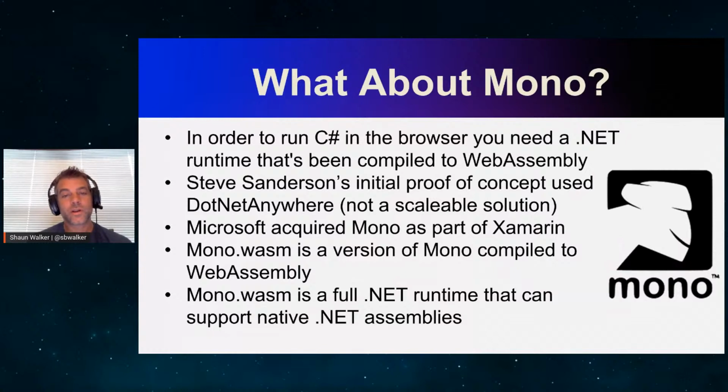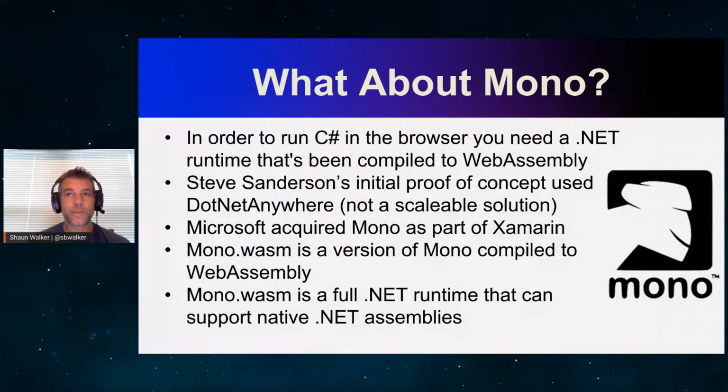How does this all work? The original proof of concept that Steve Sanderson created was actually using an open source project called .NET Anywhere. It's an open source project that had been around for a long time. It had actually been abandoned. No one was maintaining it anymore. But it had the basic characteristics of what Steve Sanderson needed to prove that you could run C# on WebAssembly.